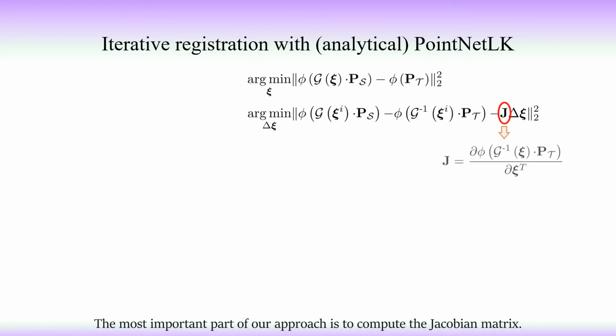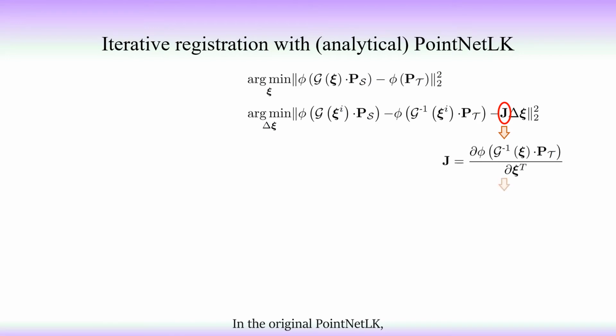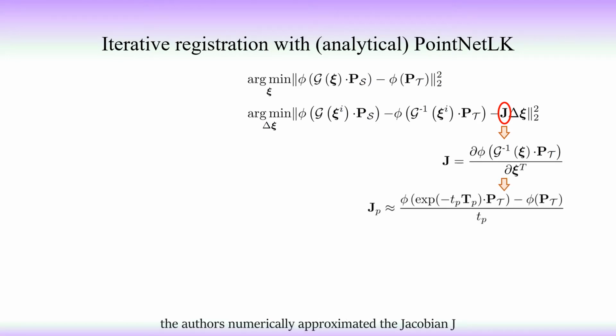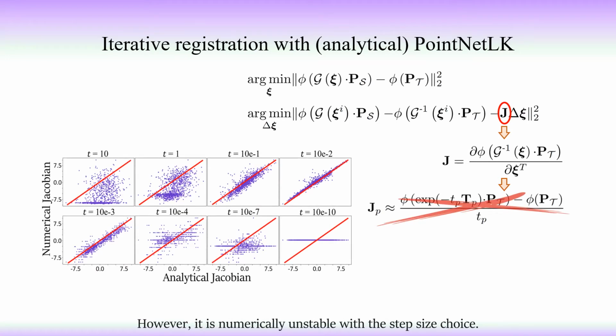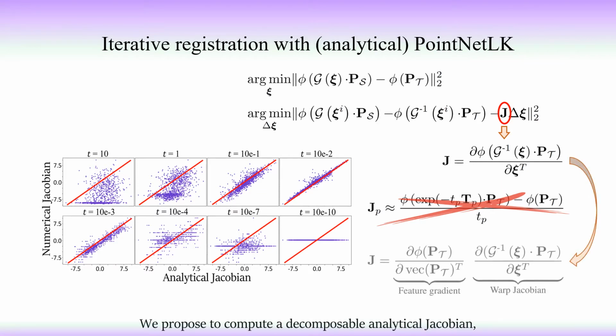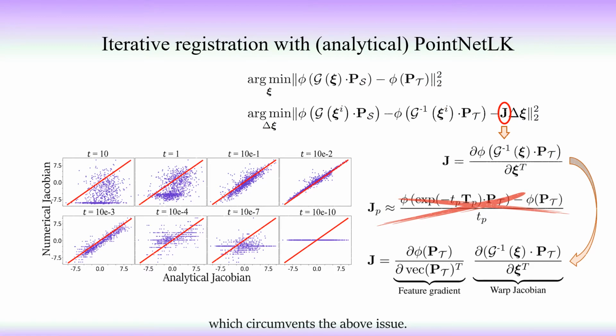The most important part of our approach is to compute the Jacobian matrix. In the original PointNetLK, the authors numerically approximated the Jacobian J using finite differences with step size t_p. However, it is numerically unstable with respect to the step size choice. It can result in biased gradient values with a large step size or catastrophic cancellation with a small step size. We propose to compute a decomposable analytical Jacobian, which circumvents the above issue.